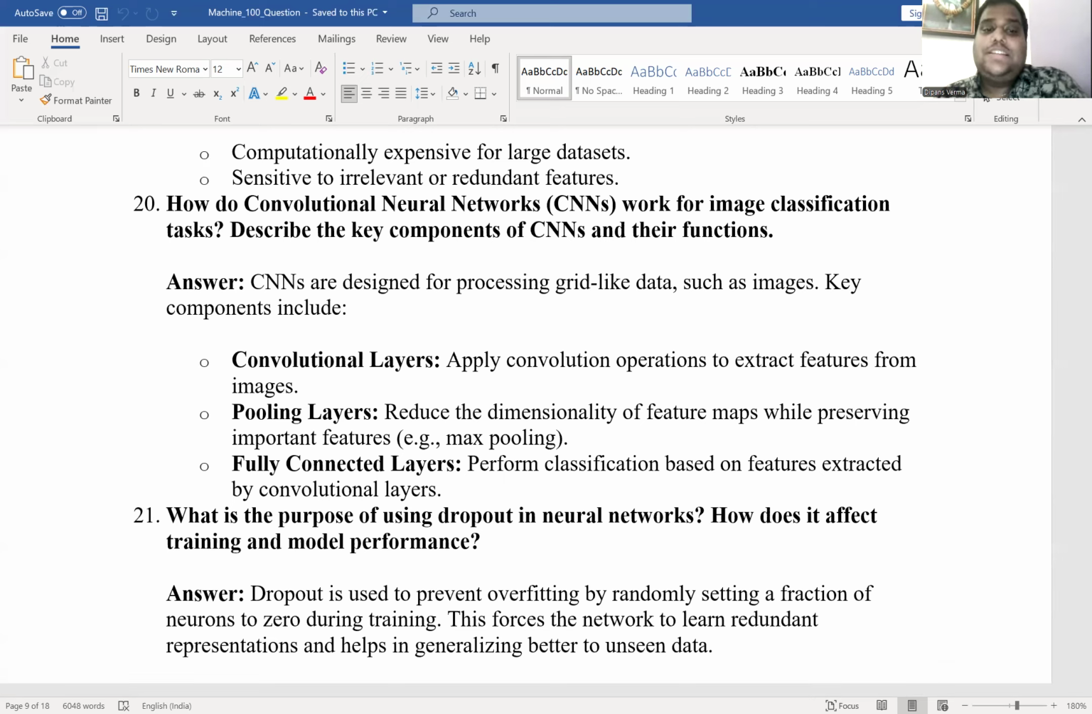Now coming to the last layer, the fully connected layer. It performs the classification based on the features extracted by the convolutional layer. In this, we use the softmax function so that we are able to get the output probabilities. Okay, that's the scenario here. Then we can go ahead.